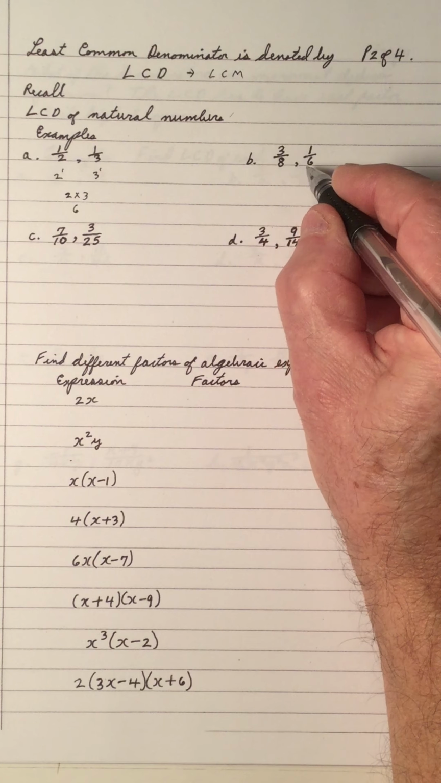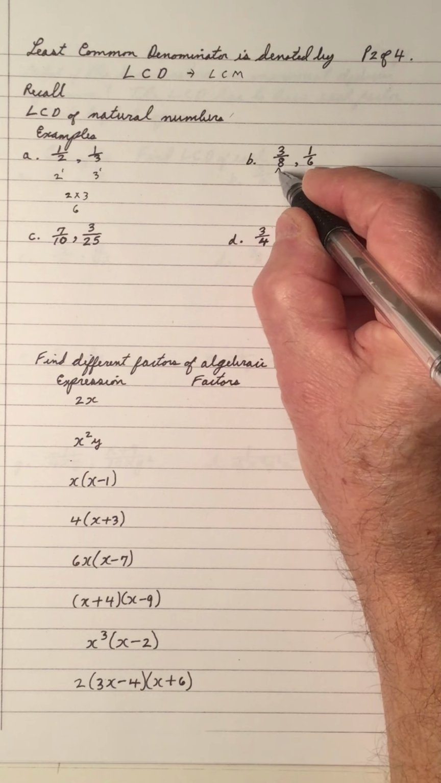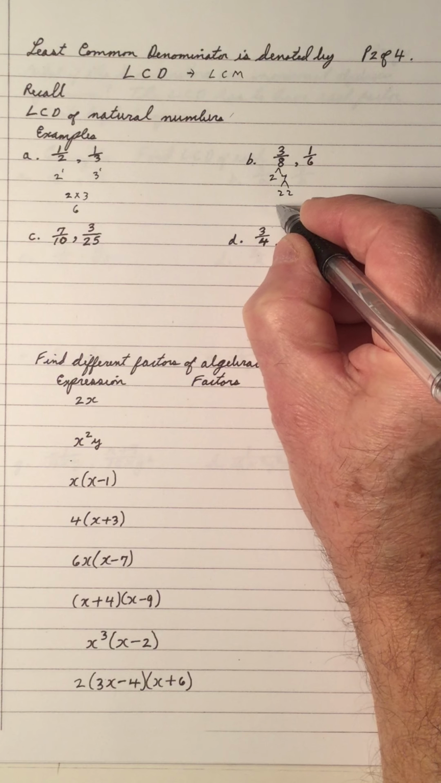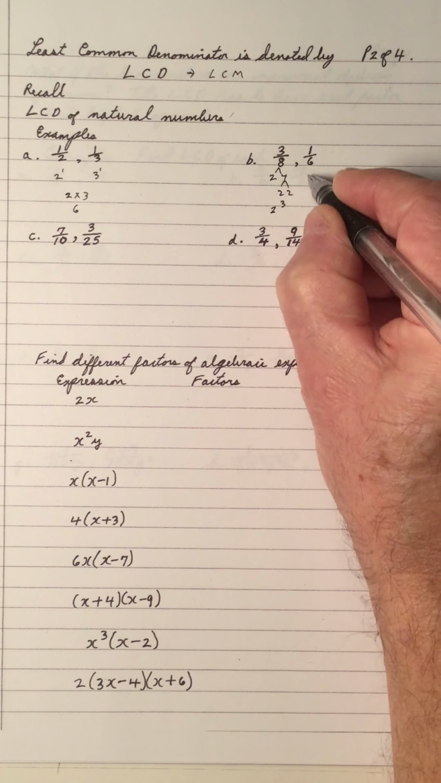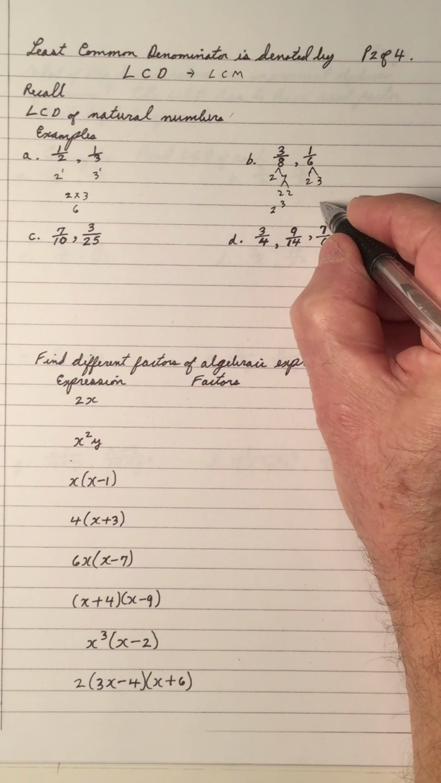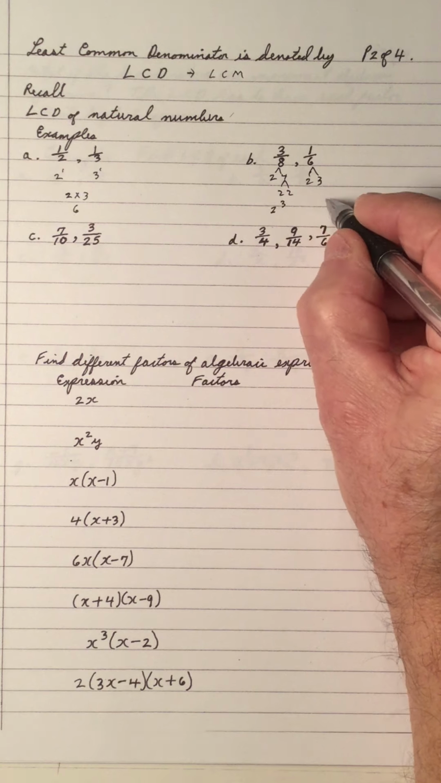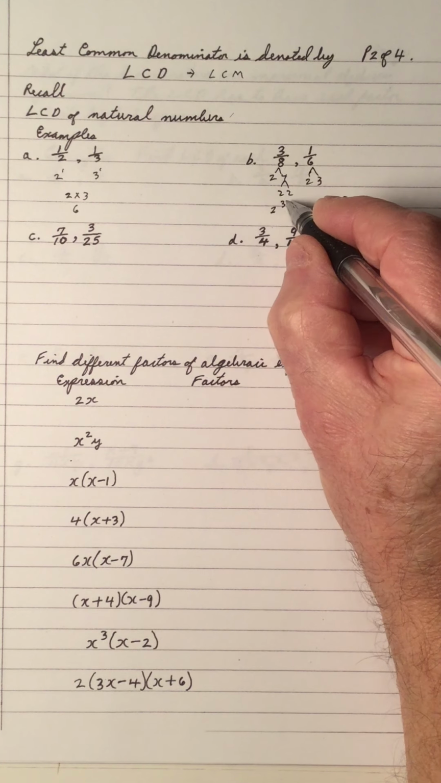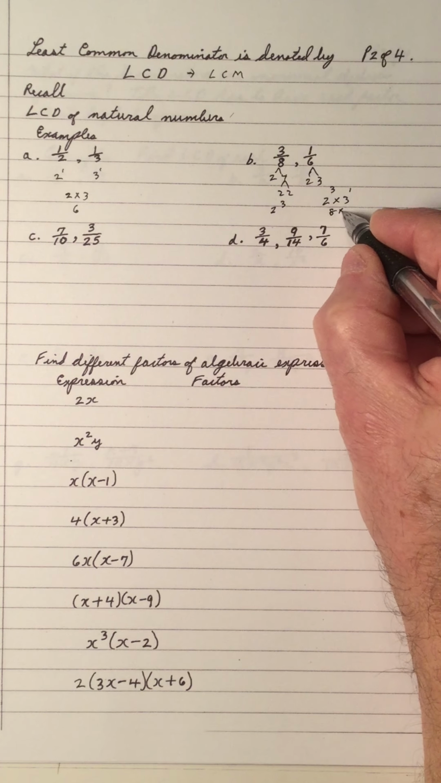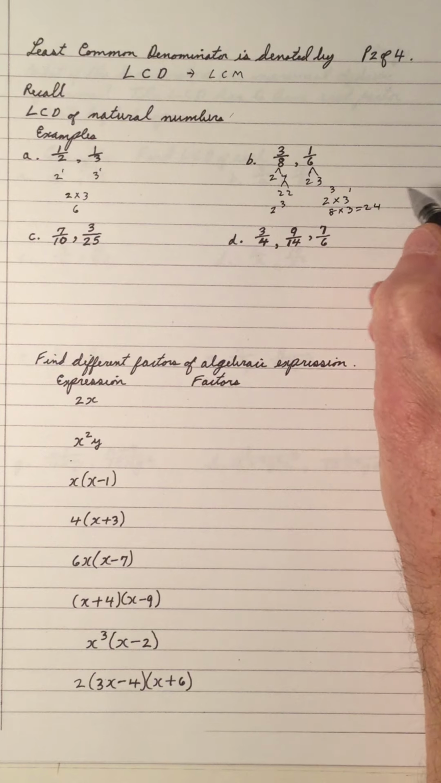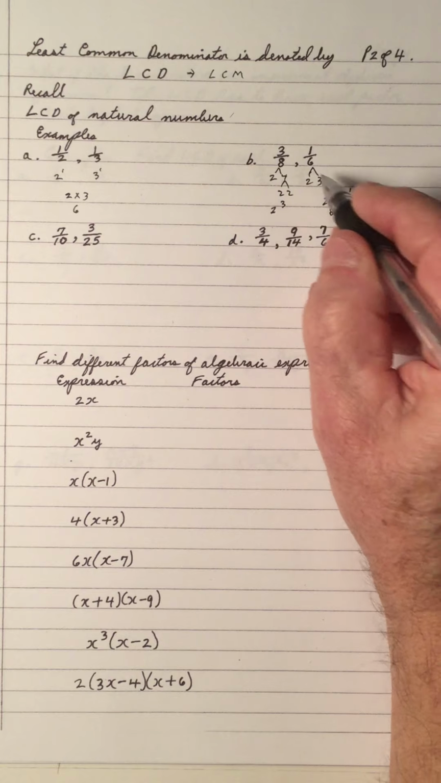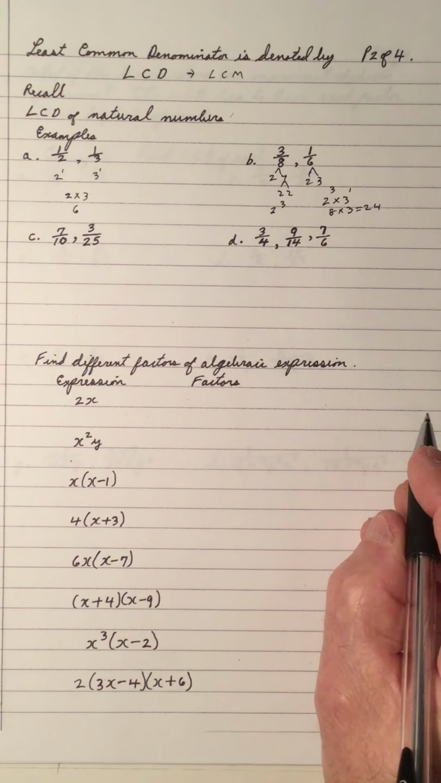I have an 8 and a 6. The prime factorization: 8 is 2 times 4, and 4 is 2 times 2, so 8 is 2 cubed. 6 is 2 times 3. So the factors I have are 2 and 3. The highest power of 2 is 3, and the highest power of 3 is 1. So 8 times 3 is 24. That's my LCD for 6 and 8. In other words, 3 eights are 24, and 4 sixes are 24.